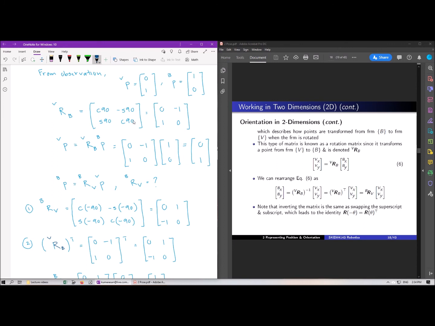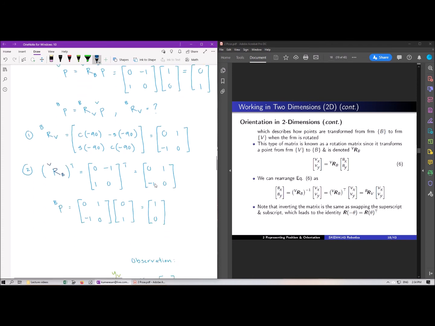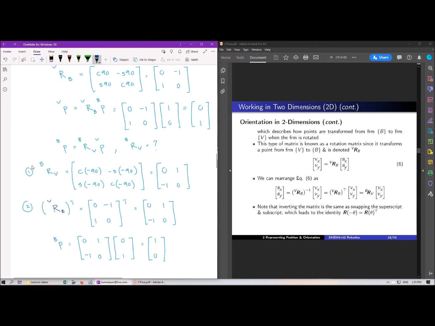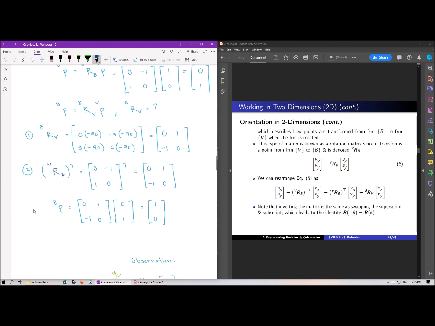So RBV is this one: 0, 1, minus 1, 0. Transpose, as you know, is column becomes row, row becomes column. So 0, 1 becomes here, 1, 0 becomes here. As you can see, using method 1 and method 2, we get the same matrix, therefore it's correct. So what is PB now?